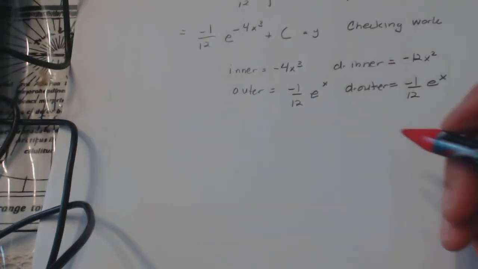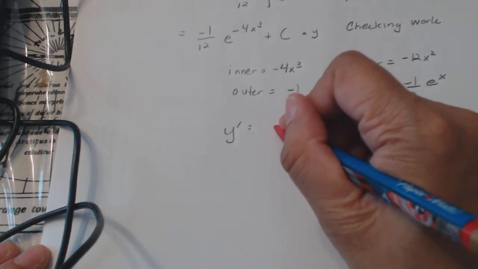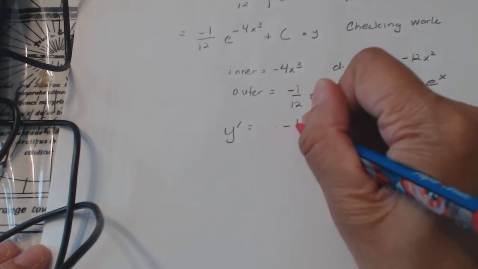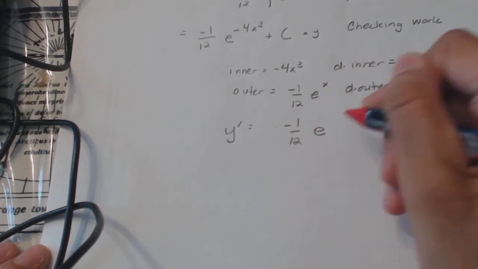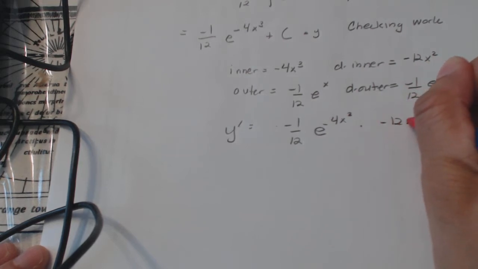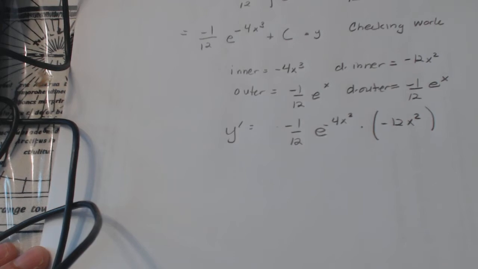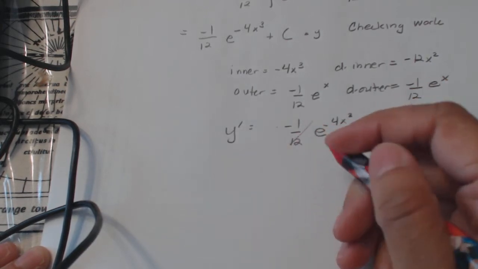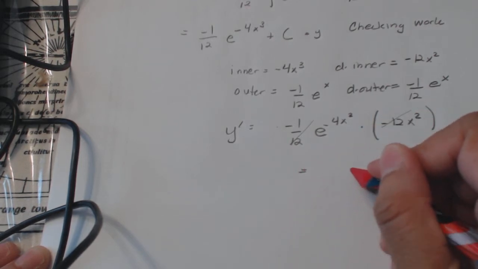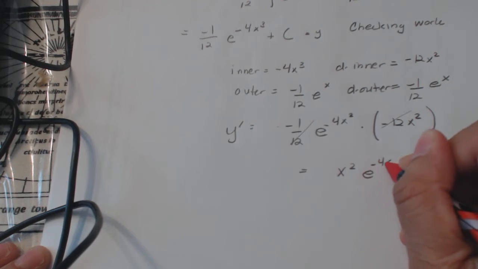So now I'm ready to assemble that derivative. The derivative of the outer with the inner plugged in for x times the derivative of the inner. And you don't want to forget those parentheses. So now I am able to cancel this, and there's no more negatives, and I get x squared e to the minus 4x cubed.